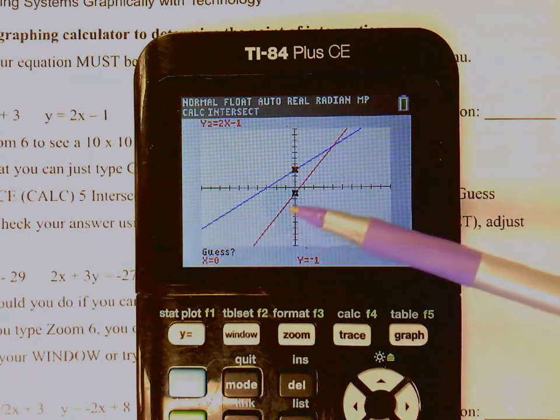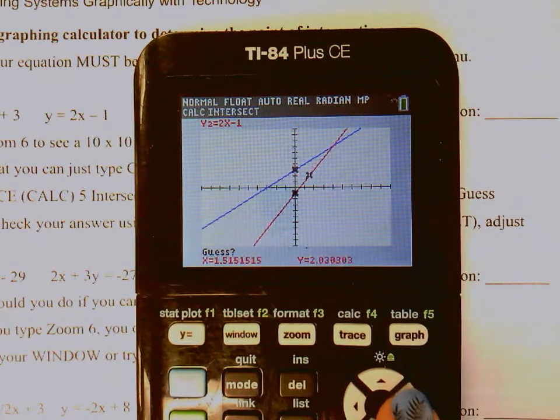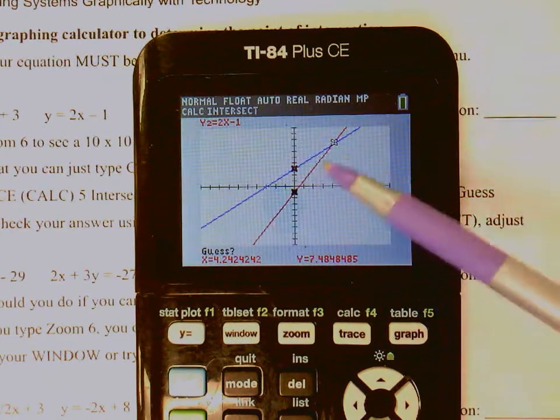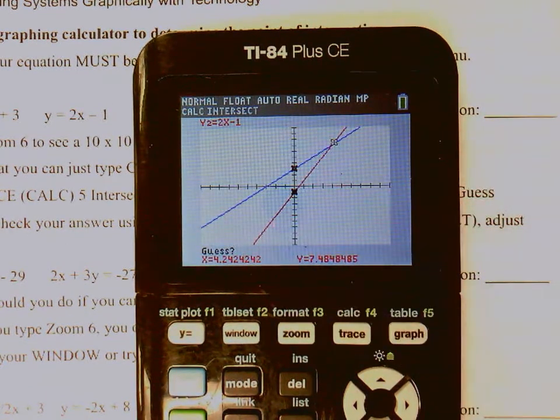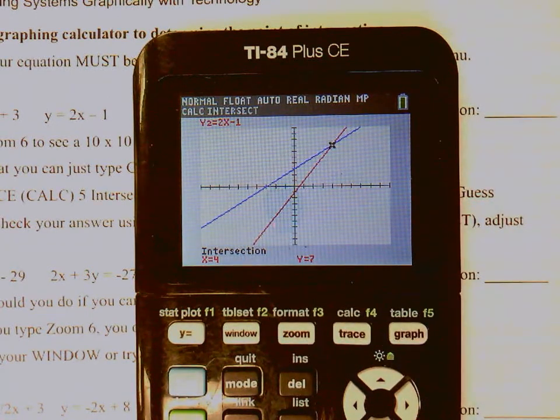And then it asks you to put your cursor near the intersection point. So I'm just going to arrow up my cursor because sometimes it could intersect at more than one point if it's like a parabola. So is that your best guess? Yes. So you just hit enter a third time and it tells you that that exact intersection point is at 4,7. Did everyone get it to work? So it found it for you on the calculator?